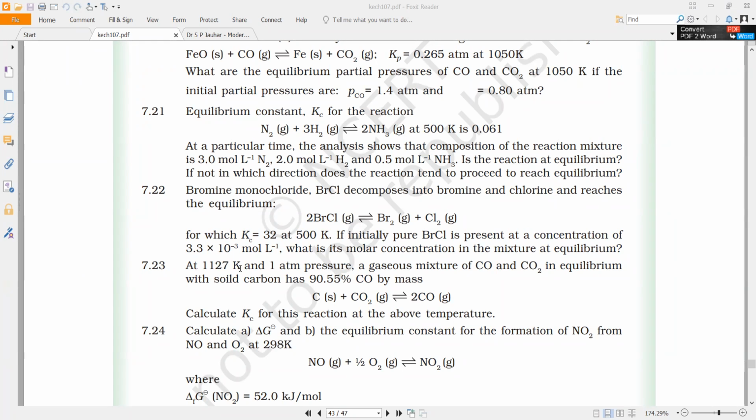You have 2 BrCl. So 2 BrCl is going to give me Br2 plus Cl2. Here I will write the initial concentration: 3.3 into 10 to the power minus 3, 0, 0. Here I will write minus 2x, because 2 is the stoichiometry. You'll get x and x. Then you have the equilibrium concentrations of these. Then you will just represent them in Kc and you will get the answer.